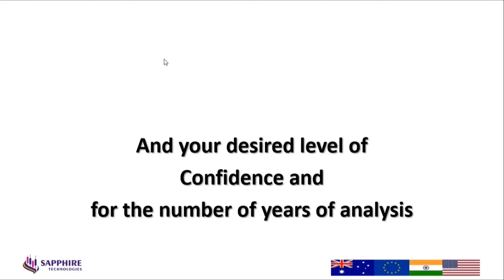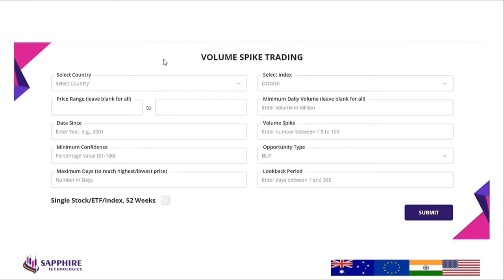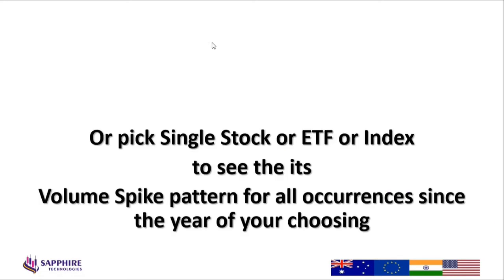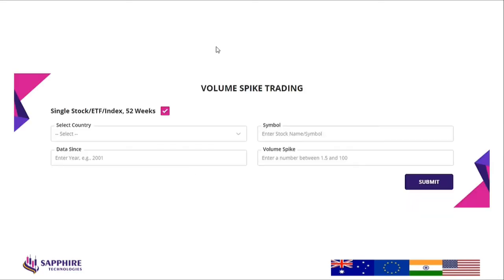So basically, what it does is you input certain information here. This is the application that Sapphire Capitals has developed, in which you can input the country, you can input the index, you can select various parameters here, and it gives the number of the spikes and the historical performance of this particular stock. Now, you can also pick a single stock if you want to see how many spikes had happened, what are the spike patterns of that particular underlying, and all this stuff.